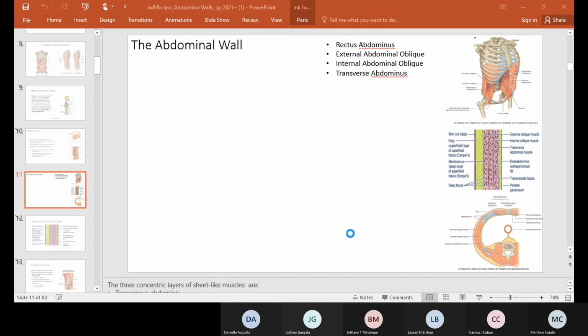When I ask them to rotate their trunk, will they be able to rotate to the right, or will they be able to rotate to the left? Who's going right? Who's going left? Left side's the injury. This one's gone. So left EAO is gone. They will have a lot of difficulty rotating to which side, right or left? I got a little bit of both.